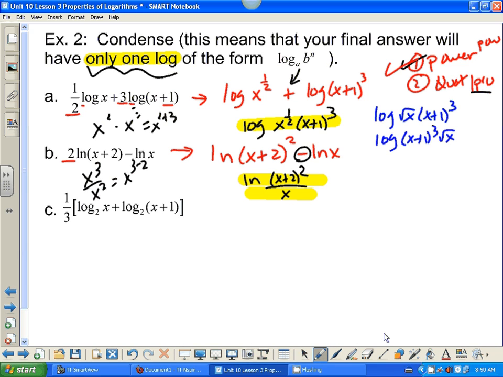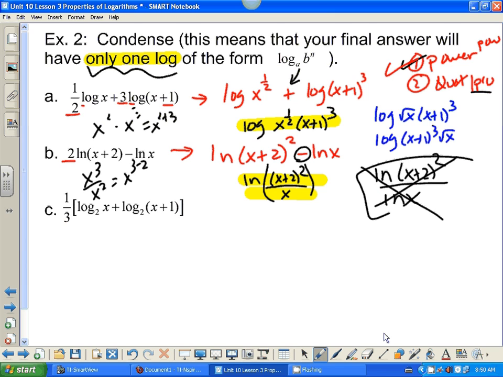I want to be crystal clear. The natural log of x plus 2 squared over the natural log of x is incorrect. I want 1 log. It's the values that are being divided, not the individual logs. This is no credit, nothing partial. It's not correct. It's not equivalent. Okay? If you wanted to write this as the natural log of x squared plus 4x plus 4 over x, fine, you can FOIL that out, but that is unnecessary.